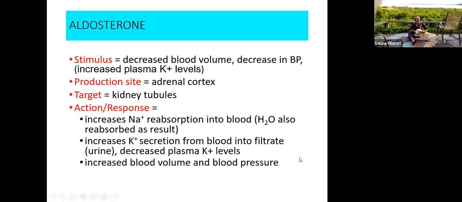At the end of this, we increase our blood volume and blood pressure, or perhaps we are stimulating the release of aldosterone because maybe our potassium levels are too high. Remember, potassium levels can really irritate cardiac muscle contraction and interfere with normal cardiac muscle contraction. So if it's going too high, we can release aldosterone and try to dump some of that potassium into urine to restore our blood potassium levels back to normal.